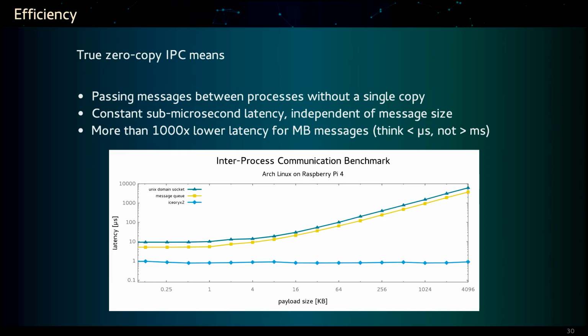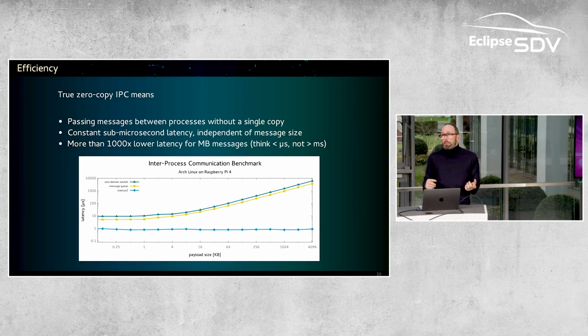So here we have the same measurement again on the Raspberry Pi, which is more comparable to automotive hardware than your laptops. For small message sizes, it's not that much of a big difference. But if you think of megabyte messages, it's more than 1,000 times lower latency. So think of below microseconds and not above milliseconds.